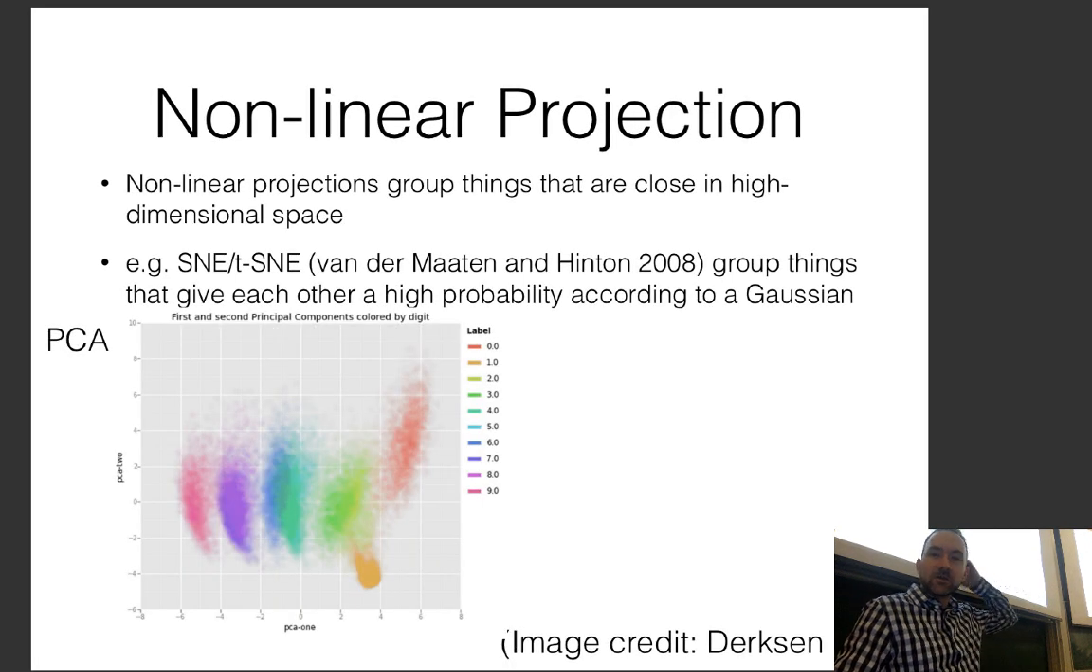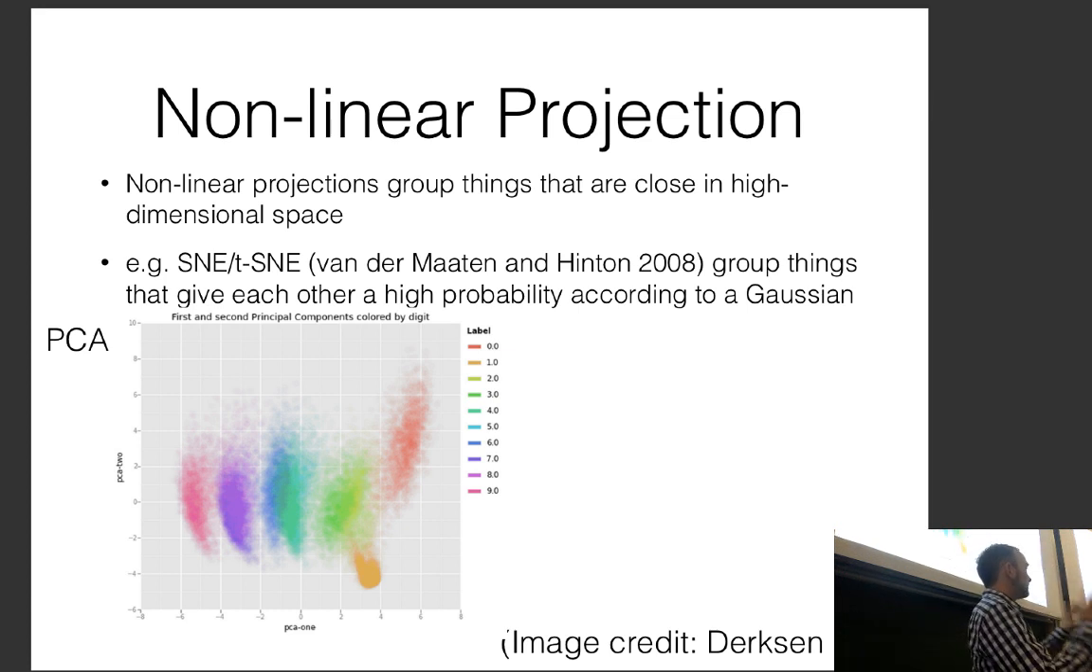So for example, if you take all of the digits in MNIST, which is a famous data set of handwritten digits that I think most people know, and you just down project their values, you get something that looks like this. It's kind of a blurry thing where a lot of the classes group together.